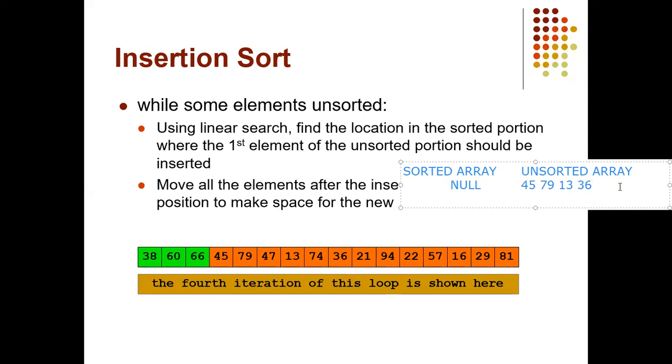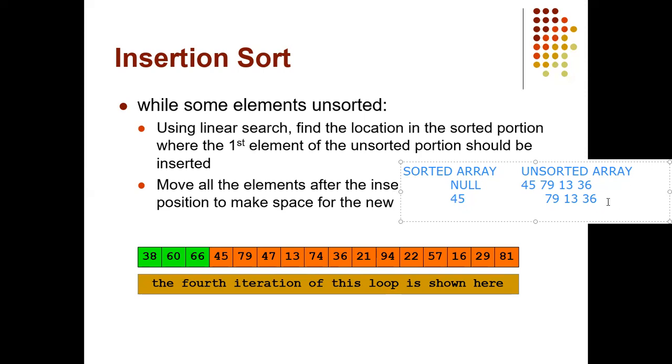Now I'm going to pick, using linear search, the first element from the unsorted array. So the remaining elements 79, 13, 36 will be in the unsorted array. 45 will be in the sorted array.